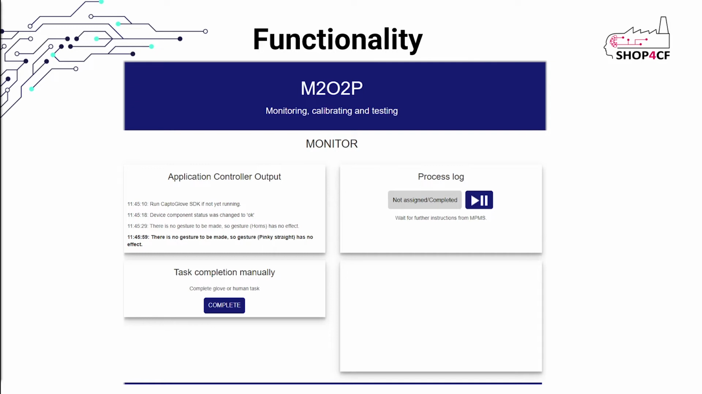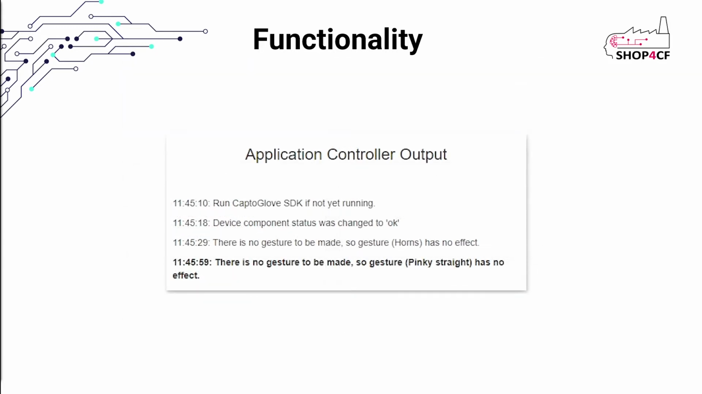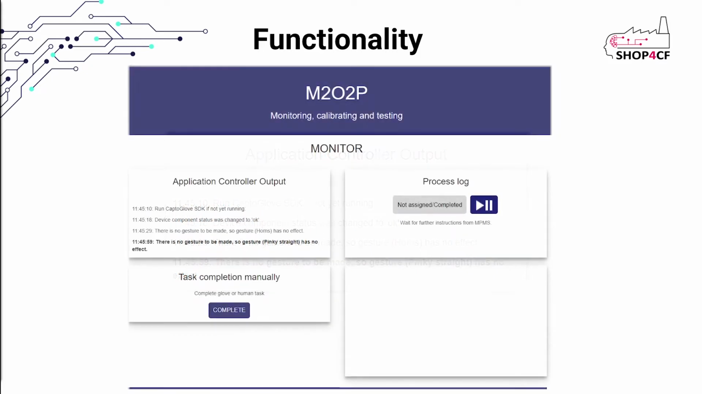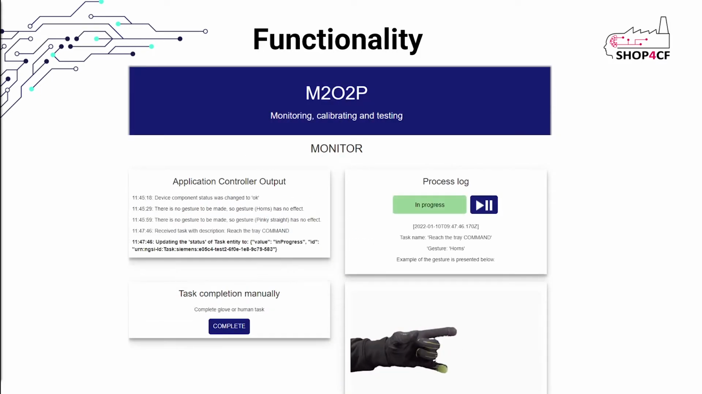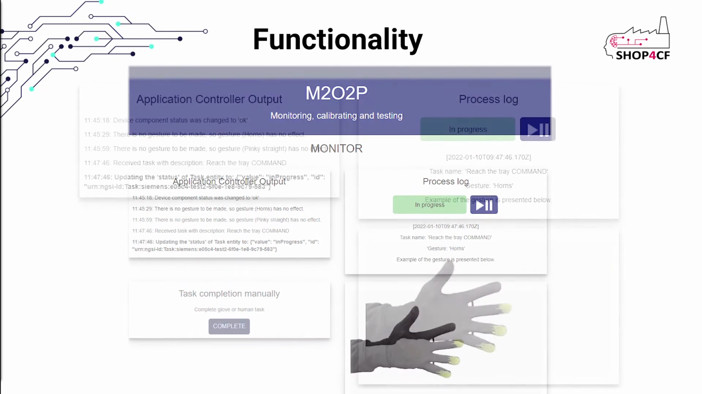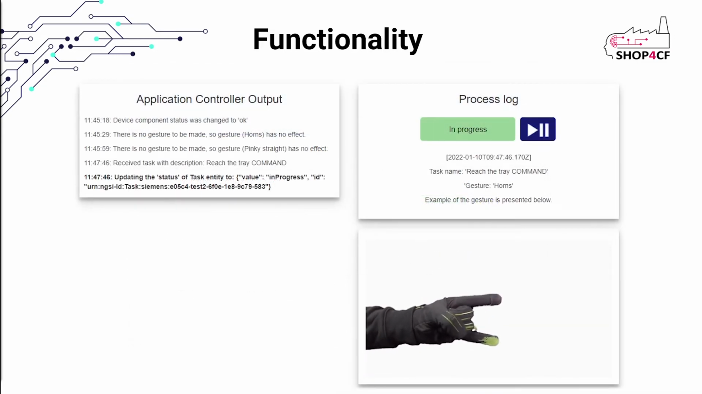The monitor section has three parts. The application controller output shows important information about the application controller, for example updates on firmware and prompts about gestures done at runtime. When the component gets a task, it is updated to the process log. The process log has the time when the task was received, the task name, and the gesture that needs to be done. The chart presenting the hand gesture is presented below.